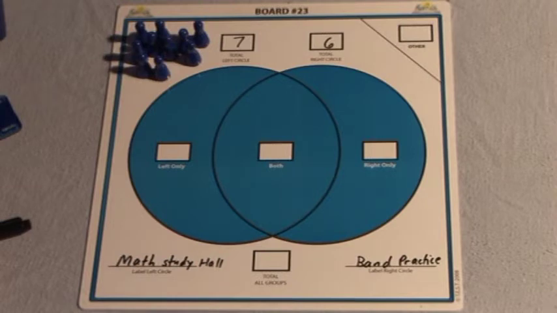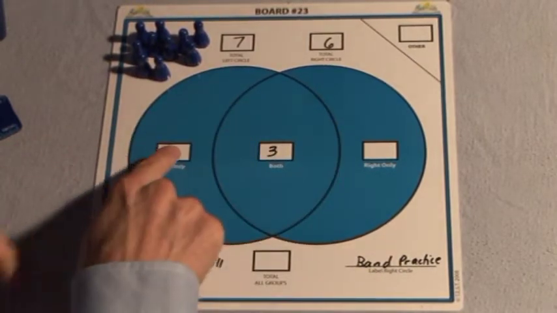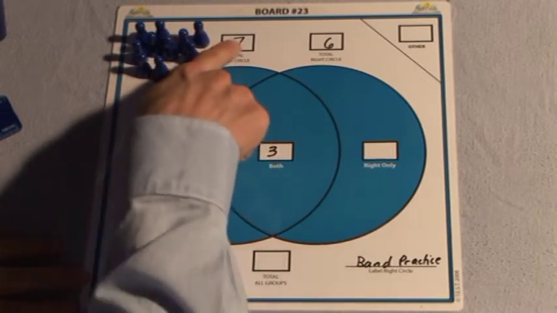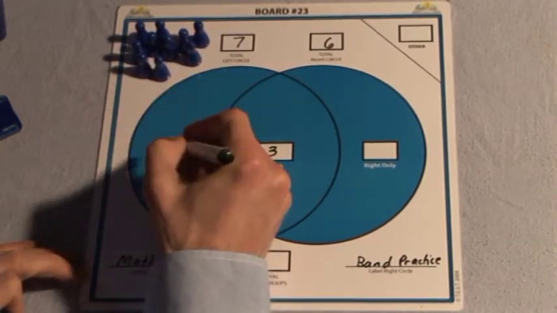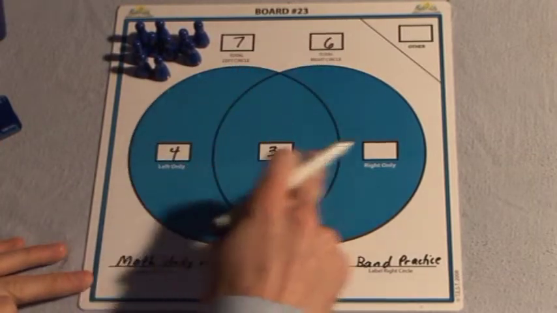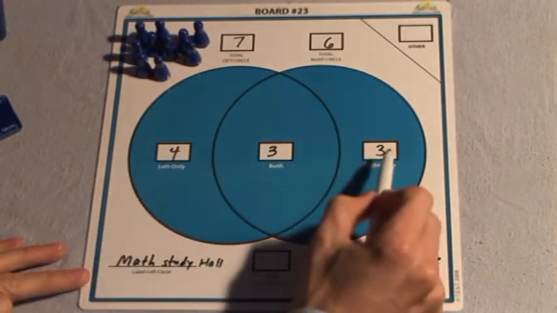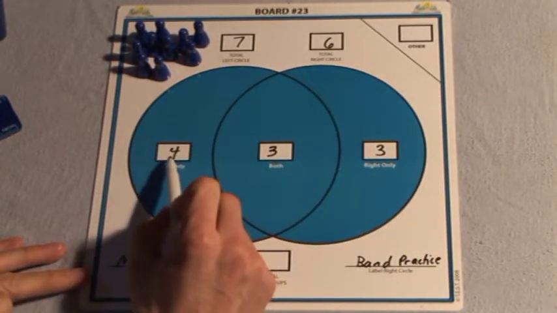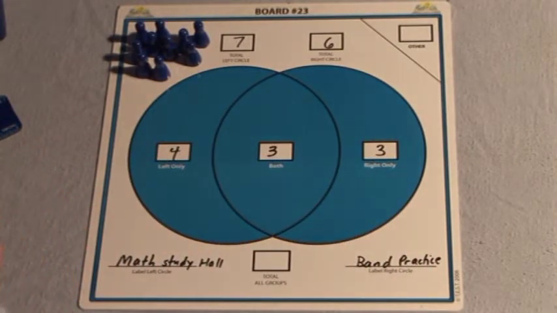It says of the 10 total students, 3 participate in both programs. So we know that the number 3 goes here. To determine the actual values, we have 7 subtract 3 to give us 4, and 6 subtract 3 to give us 3. The total of all the values inside the 3 circles has to add to 10 because there are 10 students, so we have 4 plus 3 plus 3, and that does equal 10.